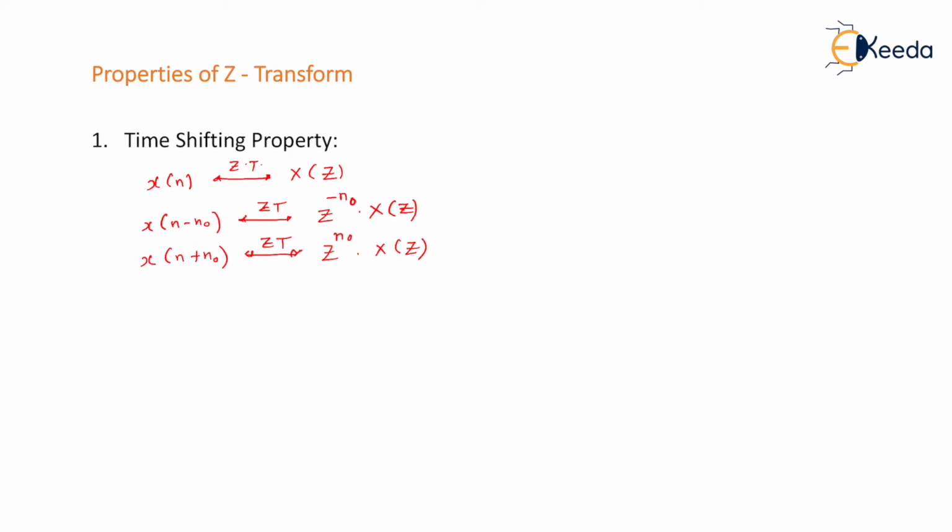This property is very important, so I'll give you some examples with numerical shift values. Let's say we have some signal x of n whose Z transform is x of z. Then for x of n minus 2, it would be z to the power minus 2 times x of z. Or let's say we have x of n plus 3 as signal, where x of n is advanced by quantity 3. In that case it would be z cube times x of z. I'm sure you understood this.